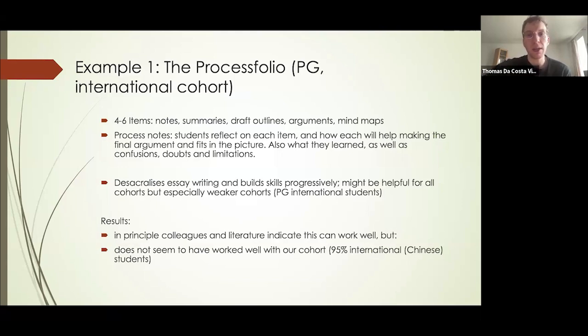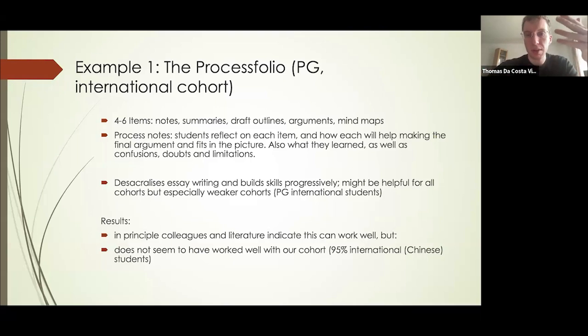This is an assignment that we have proposed as a formative. It can be a summative as well with our postgraduates, which is 95% international students. It's a very difficult cohort. They're good kids, they're interested, but they also face a huge, huge language barrier. So we are trying to use the first term of their one year master's degree to progressively develop skills rather than throwing them in the pit and saying write an essay that they don't know how to write. So the process folio comes in.